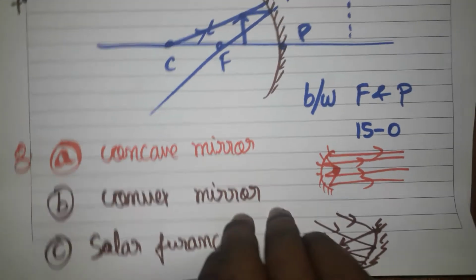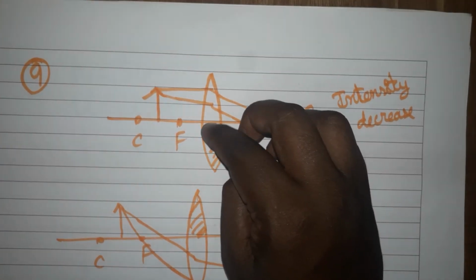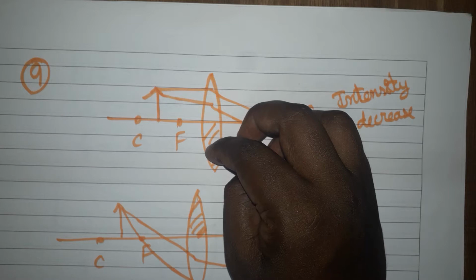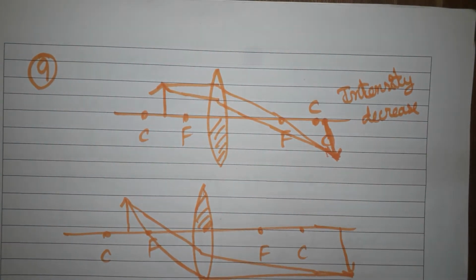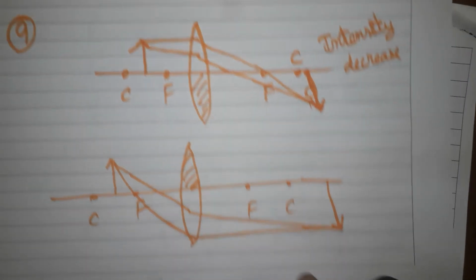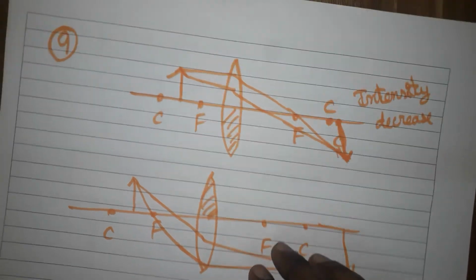The next one, question number 9. One portion of the lens is covered with black paper, so what will happen? The same image will be formed, but the intensity will diminish. Only the intensity will decrease, whether it is the below portion or the above portion. Like this you can give the ray diagram.